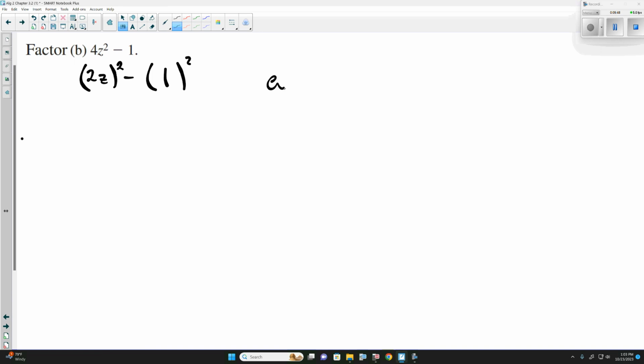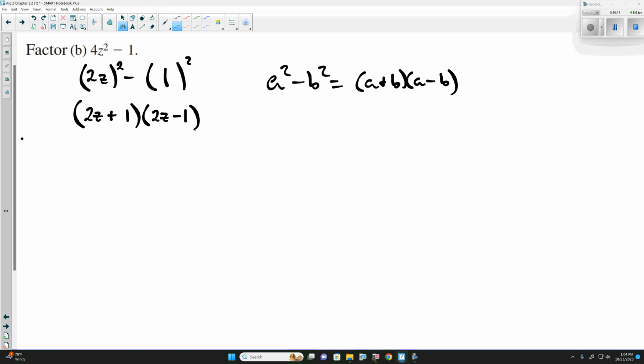So again, kind of looking at our a squared minus b squared is a plus b times a minus b. So here, our a would be 2z plus our b would be 1. 2z plus 1. And then we'd have 2z minus 1. That's it. Questions on this here? Are you ready for the next one?